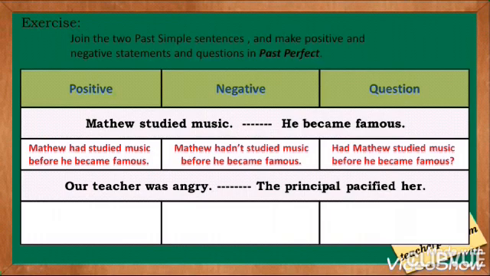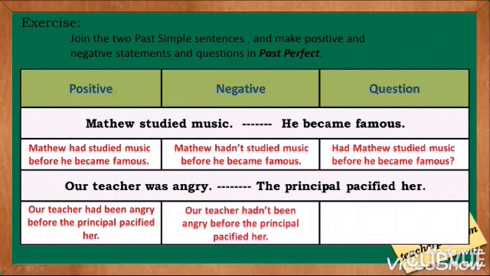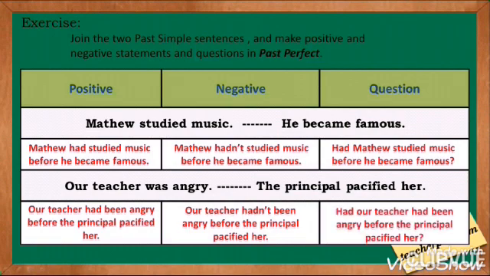The next one, our teacher was angry. The principal pacified her. The first action, was angry, and the second one, pacified her. So the first one will be past perfect, and the second one will be past simple. Let's put it in the positive form. Our teacher had been angry before the principal pacified her. The negative, it will be our teacher hadn't been angry before the principal pacified her. The question, had our teacher been angry before the principal pacified her?